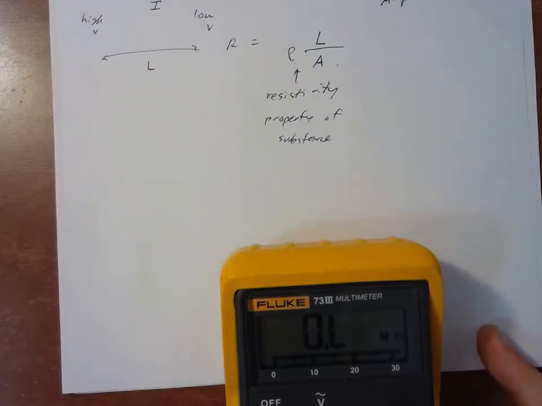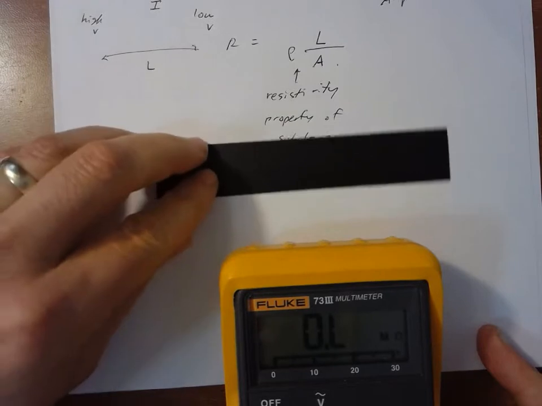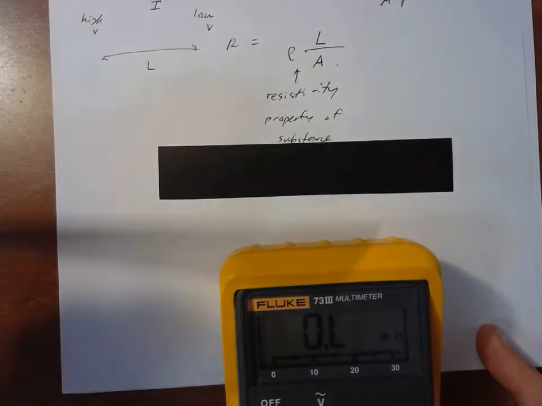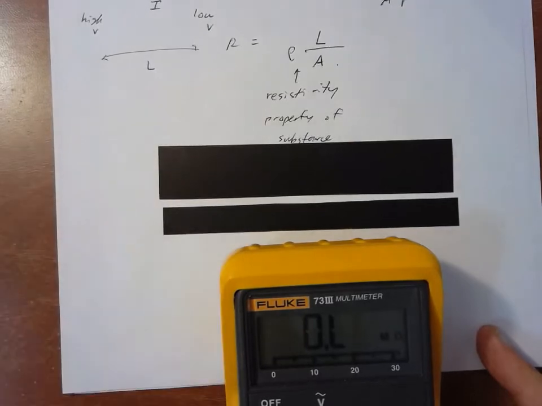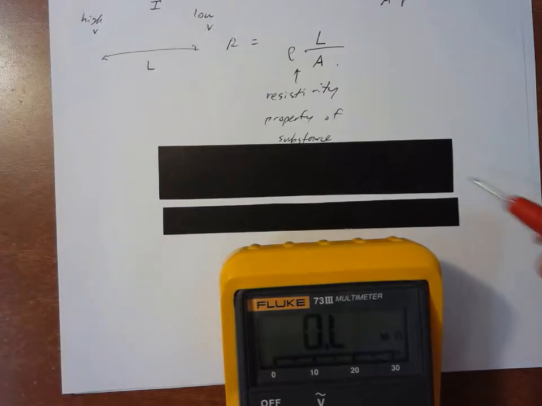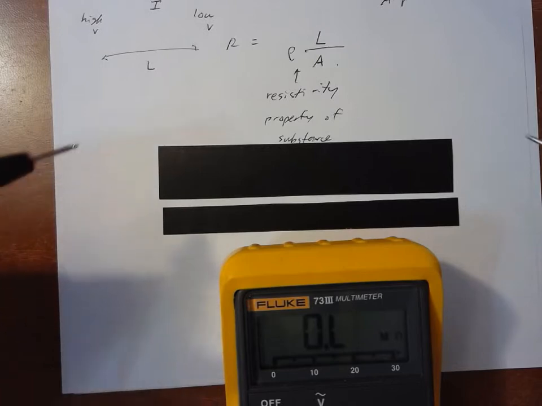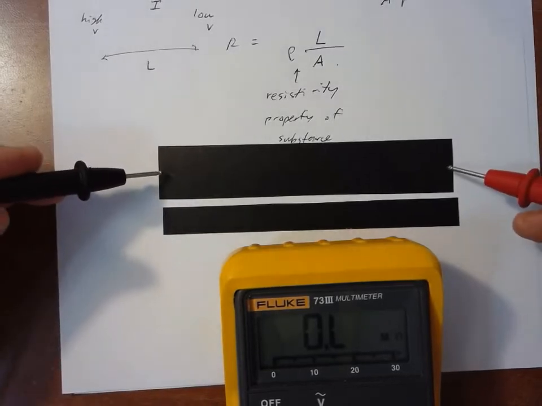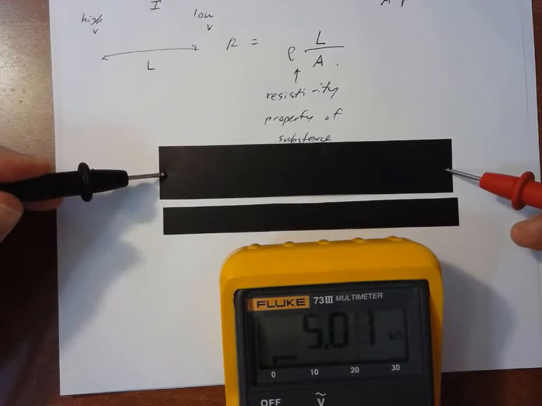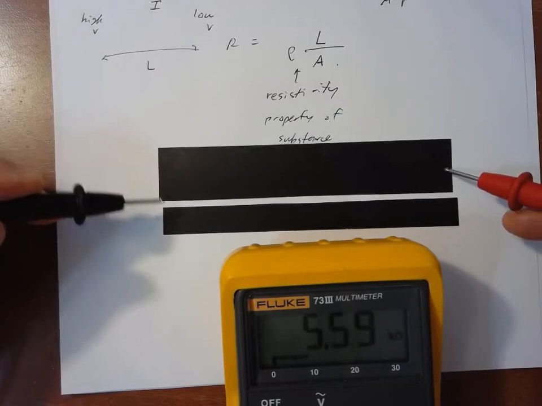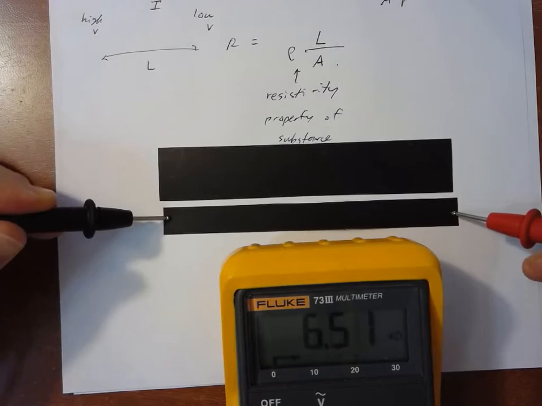Now, the other thing I want to show you, here's some more carbon paper. These guys are the same length, but different widths. And they're made of the same material. So which one should have more resistance? The thin one or the thicker one? You can think about that. So the wide one has this much resistance, about 5 kilo ohms. But the thin one has more resistance. It's more like almost 7 kilo ohms.